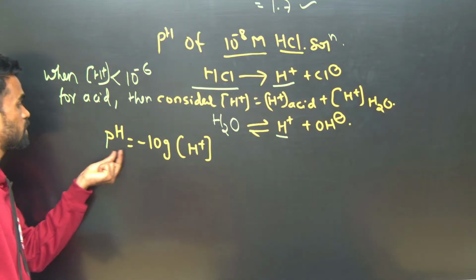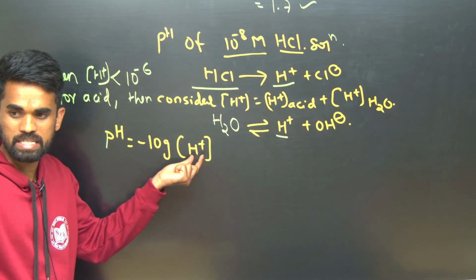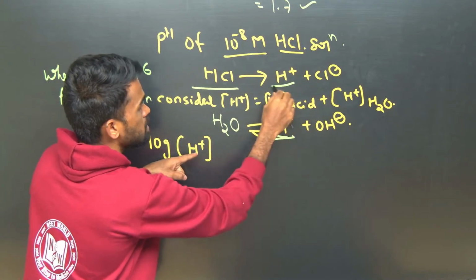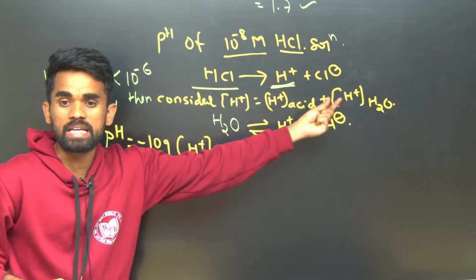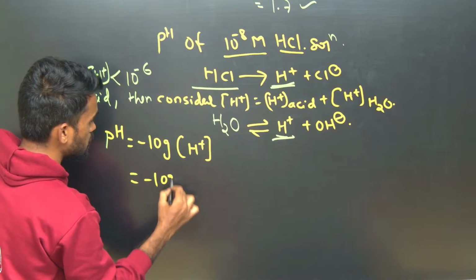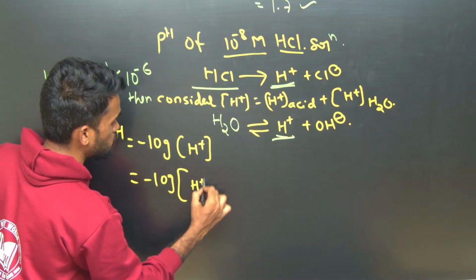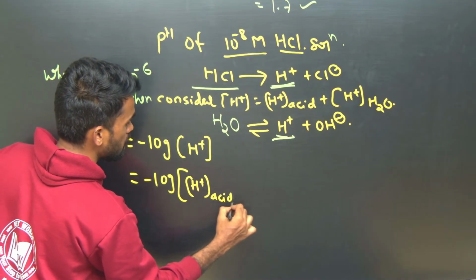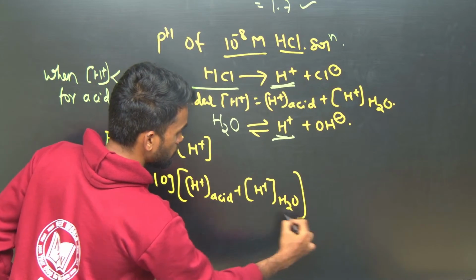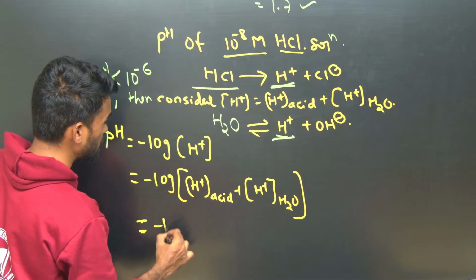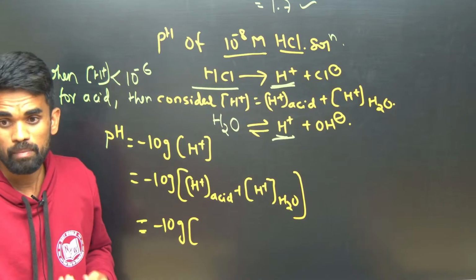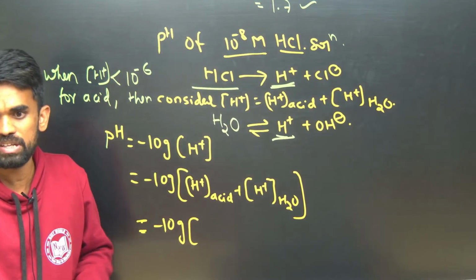See, pH means minus log concentration of H plus ion. So this H plus ion is coming from water as well as acid. You take total H plus ion coming from both of these. It means minus log concentration of H plus, what should I write? H plus ion from acid as well as H plus ion from water. How much H plus is releasing from water? Water at 25 degrees Celsius, what is the concentration? 10 power minus 7. So that value is fixed now.